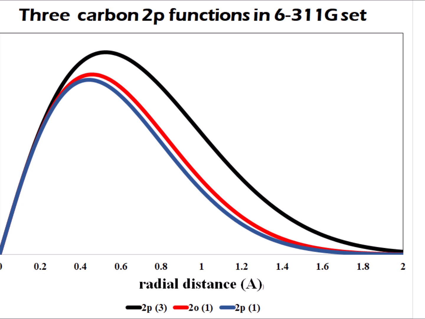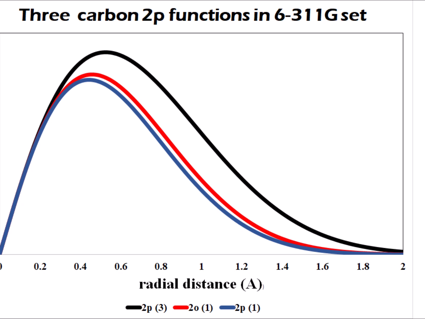Here are displayed in Microsoft Excel the three different carbon 2p functions. We notice the one in black is the one that is a linear combination of three Gaussians. The other two functions, shown in red and blue, are the functions that consist of only a single Gaussian. And we notice that the relative extent, how close to the nucleus each of these is, is very slightly different.